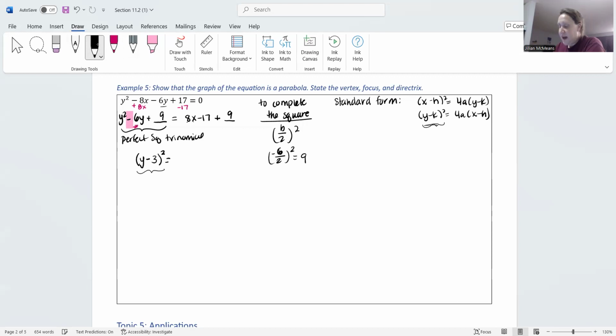Now let's see what else we've got. We have 8x minus 17 plus 9. Well, negative 17 plus 9 is negative 8. So we get 8x minus 8. Okay, so let's see if we can clean this up a little bit more. The y minus 3 quantity squared is great. I don't want to do anything with that. And then 8x minus 8, I could factor out an 8. So I would just get 8 times x minus 1.